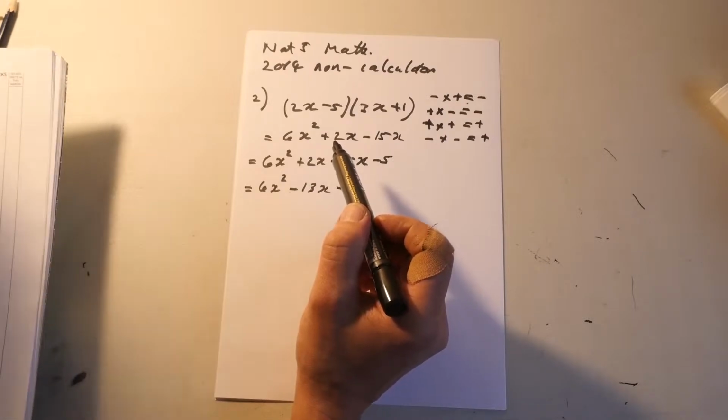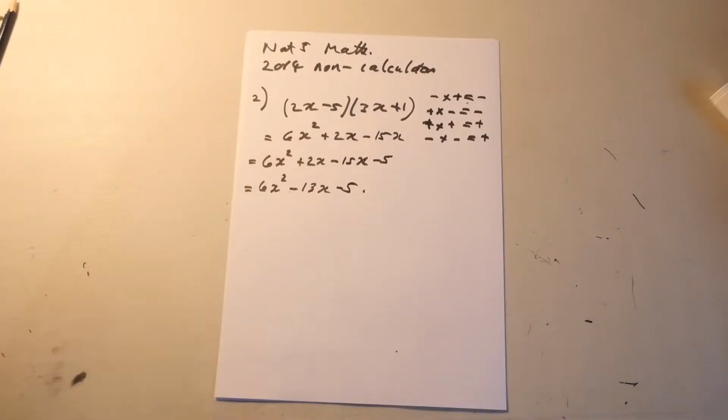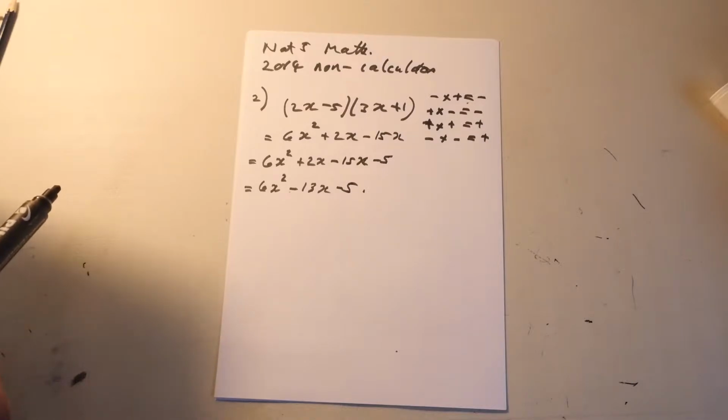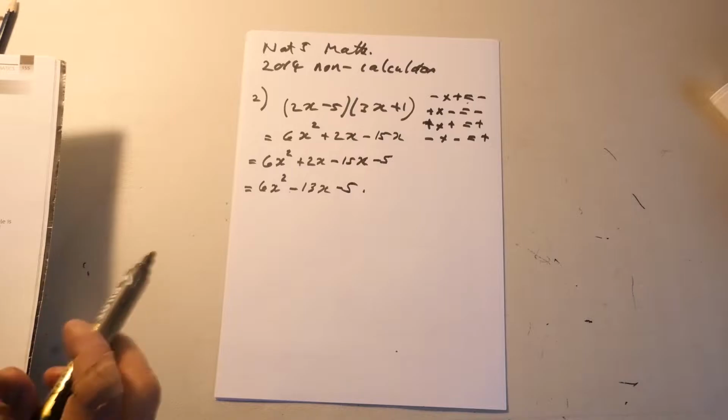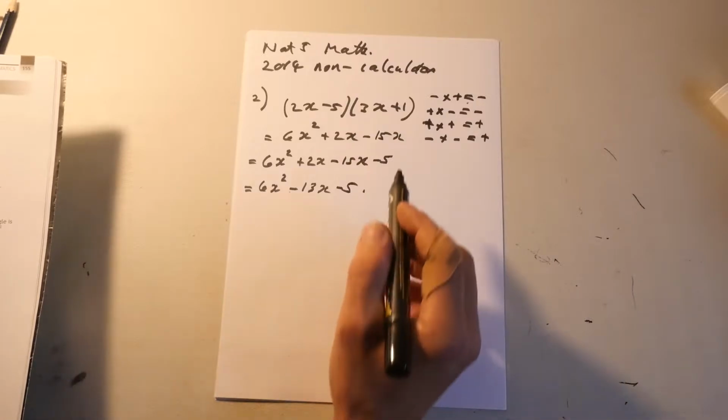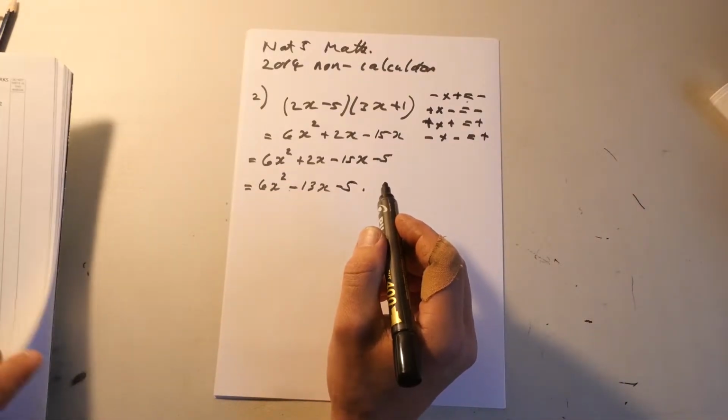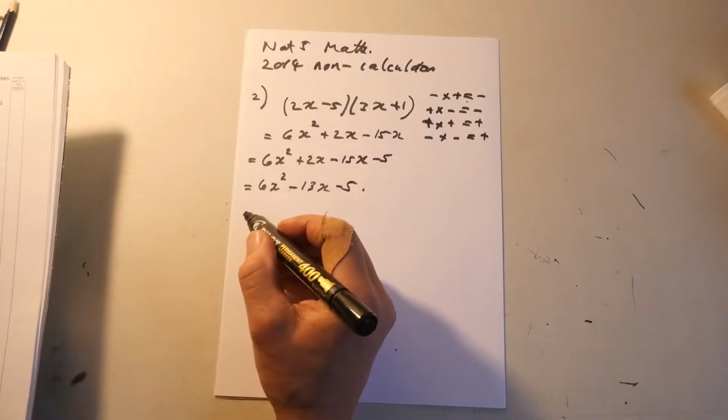Right, year 2014, and the answer they want, of course, is 6x squared minus 13x minus 5 in the back of the book. Okay, next question.